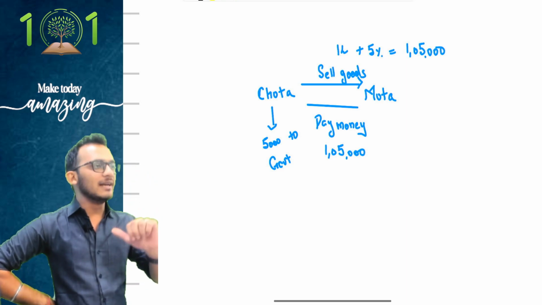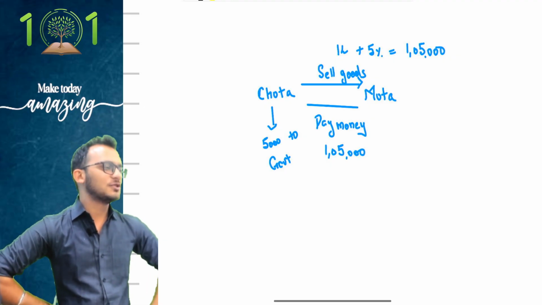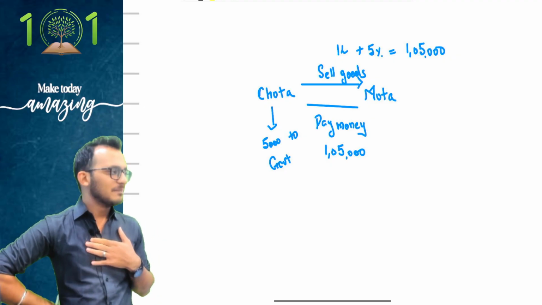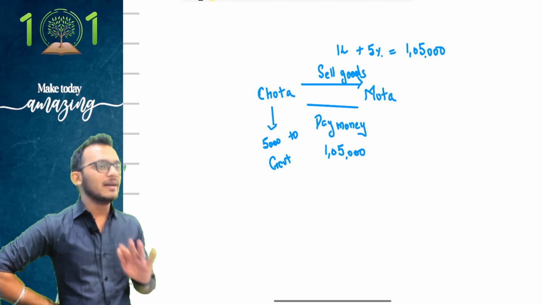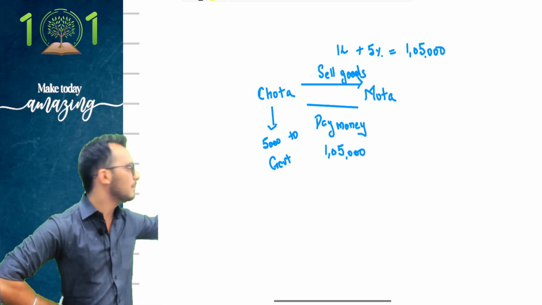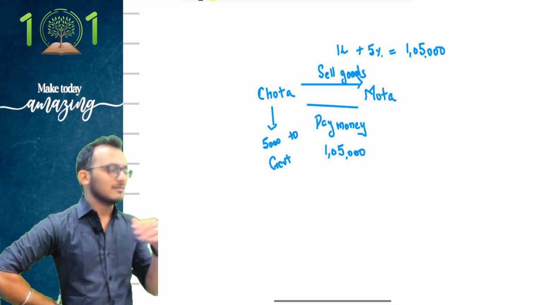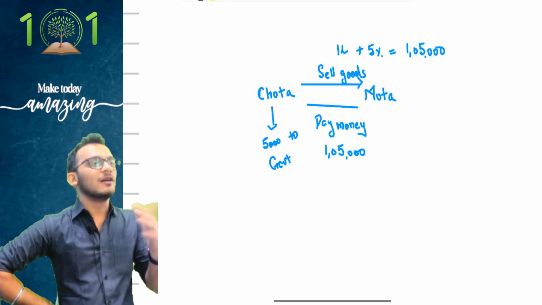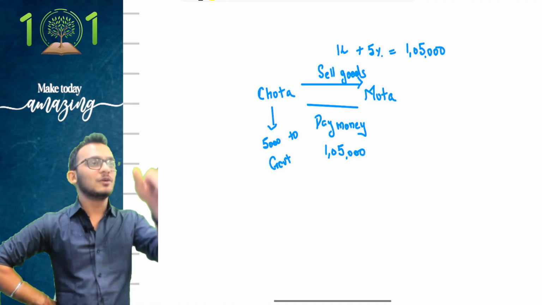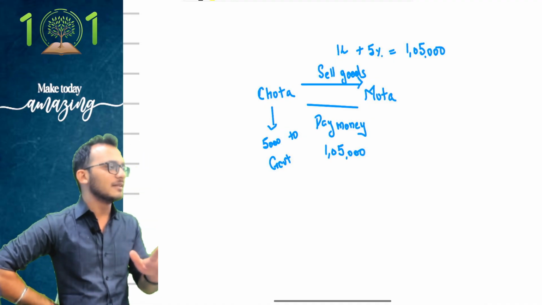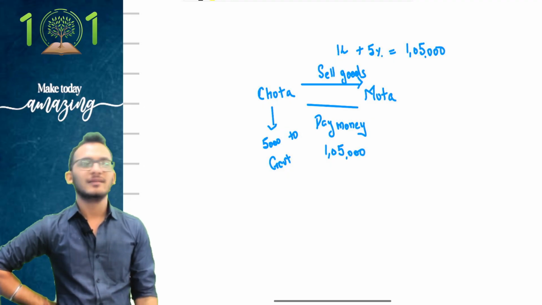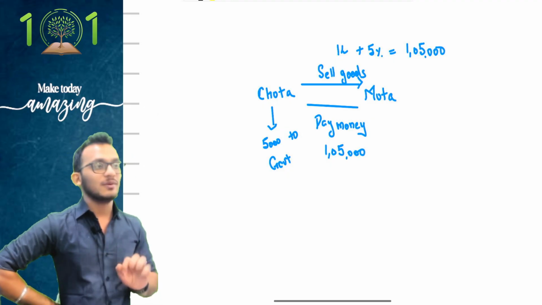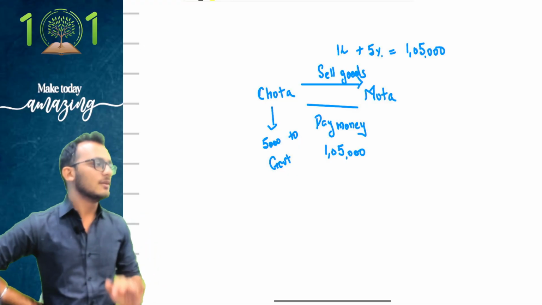Hey, 5,000 who paid? Chota only paid, no? To government. Acha. 5,000 who paid to government? Who should have paid to government? Mota. So burden has shifted. हाँ कि ना? Correct, not correct? Yes or no? Yes. On the contrary, look at this carefully.